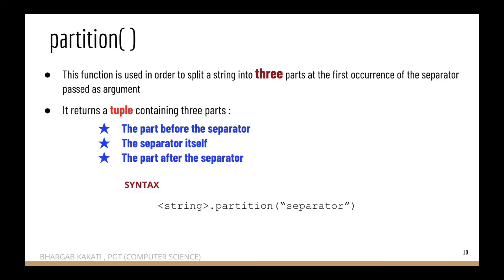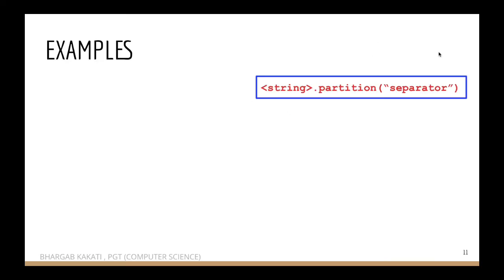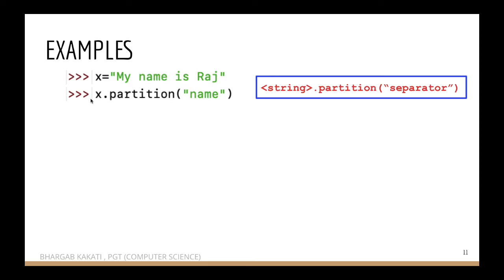Let's see the syntax. The syntax goes as follows: string dot partition, and then within braces we need to specify the separator. Let's try to understand with the help of an example. So this is the syntax. Now if I have a string assigned in the variable x, where x equals "my name is Raj", and in the next line I give x dot partition, within brackets I give "name", now on "name" the entire string will be separated into three parts.